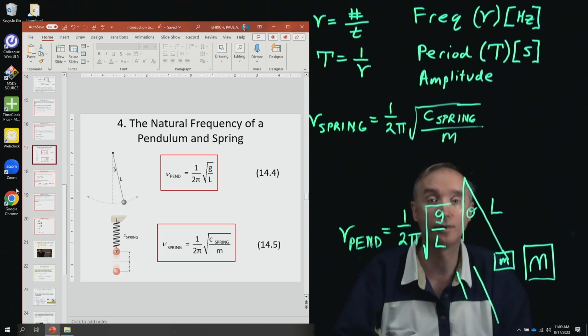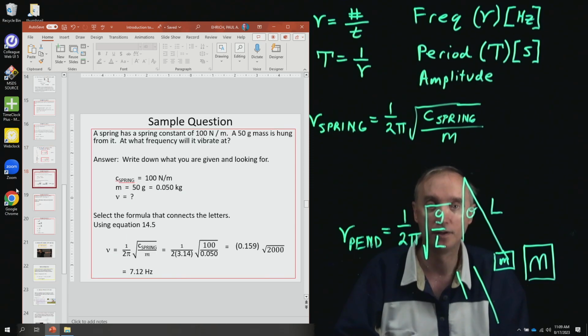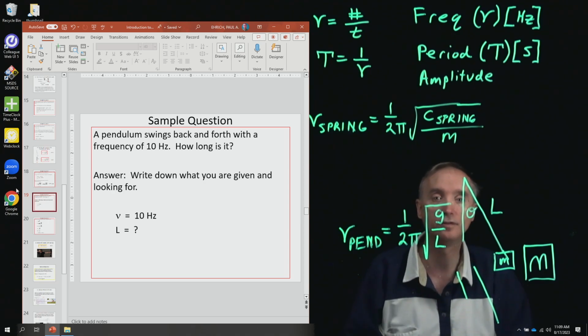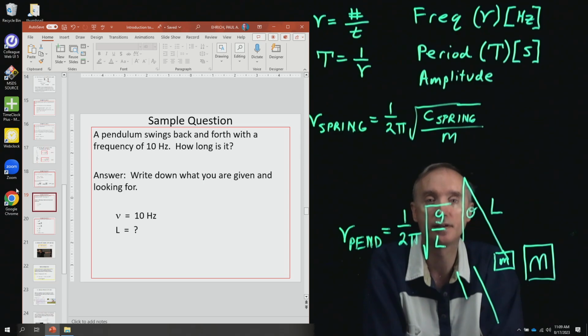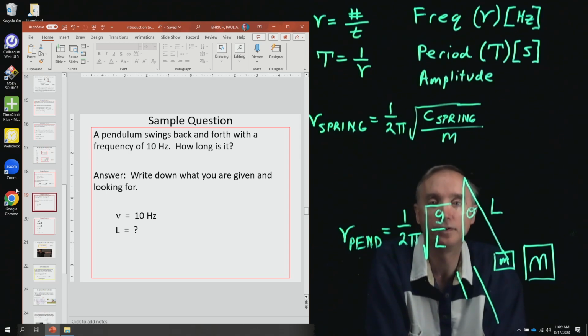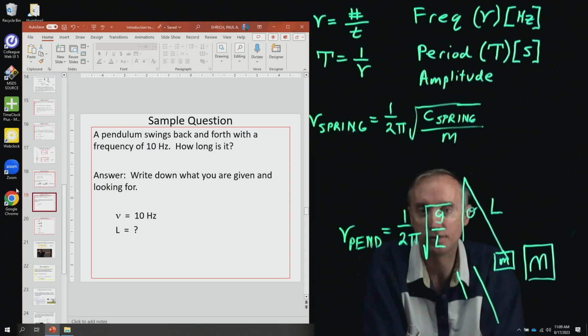Now, I also want you to be able to do math questions with this. You've already done it for the spring, so now let's do it for the pendulum. It says a pendulum swings back and forth with a frequency of 10 hertz. How long is the pendulum? Write down what you're given and what you're looking for. We know the frequency, 10 hertz, and we're looking for the length.